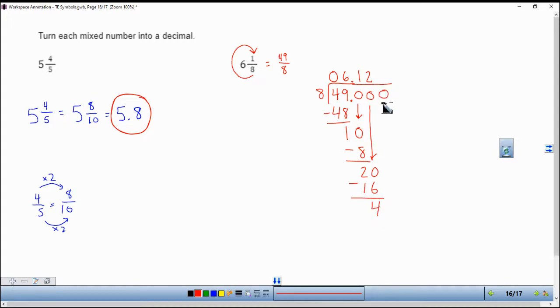Need to annex another 0. Bring it down. We're almost done, though, because 8 goes into 40 5 times. 5 times 8 is 40. And there it is. There's the decimal. 6.125, or 6 and 125 thousandths. So, again, what we did is we swooped it, and then we put the top in the box. We divided it out, making sure the key thing here is that you put that decimal in there before we annex any zeros.